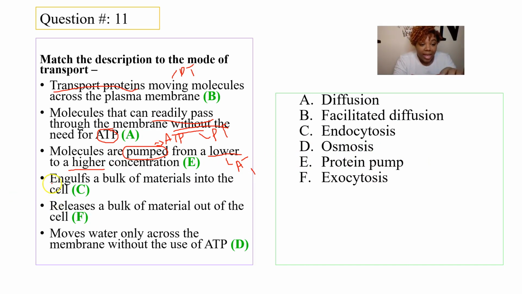All right, the next one, it engulfs. Engulfs sounds a lot like it's going in. So if it's going into the cell and it's a bulk of material, that makes it endocytosis. The next one is that it releases a bulk of material. If it releases it, it's exo. And of course, if it's moving water without ATP, that makes it osmosis.